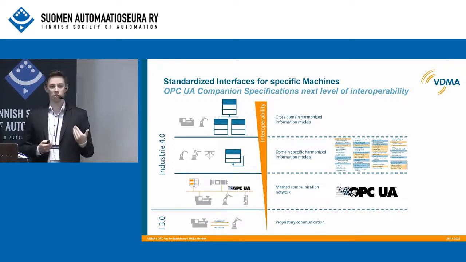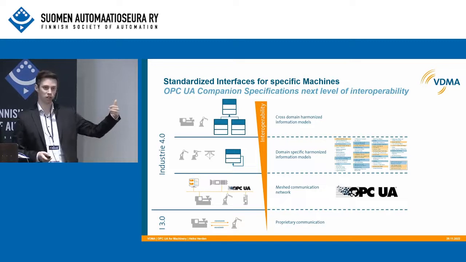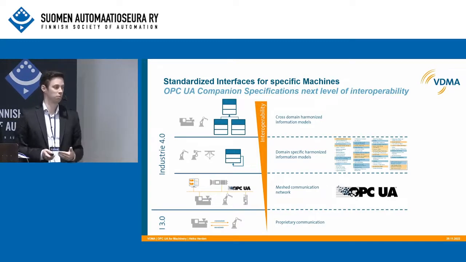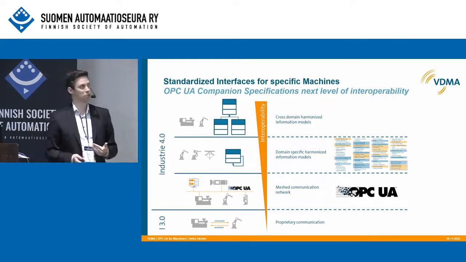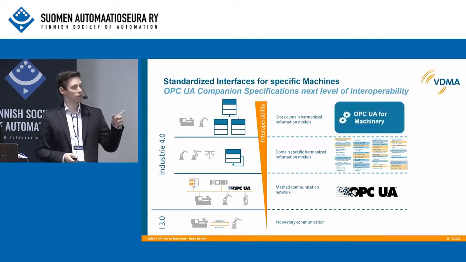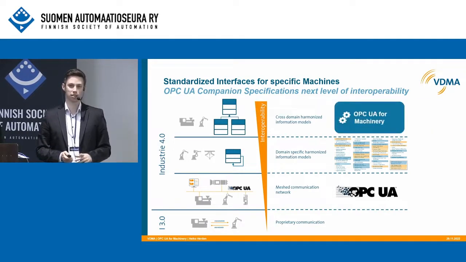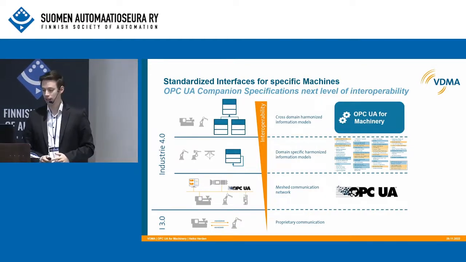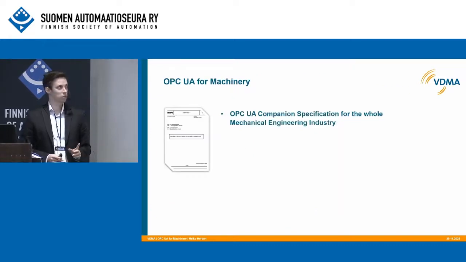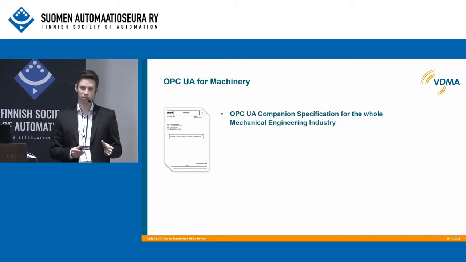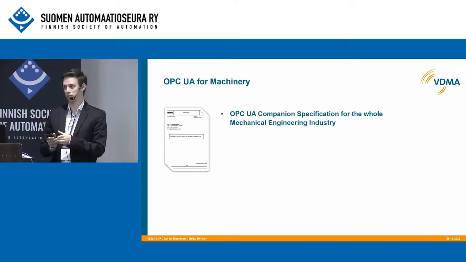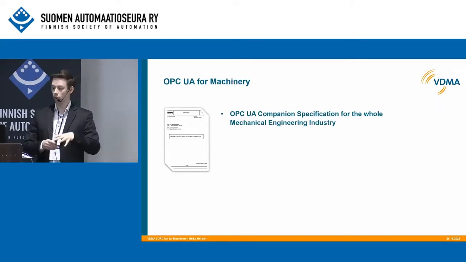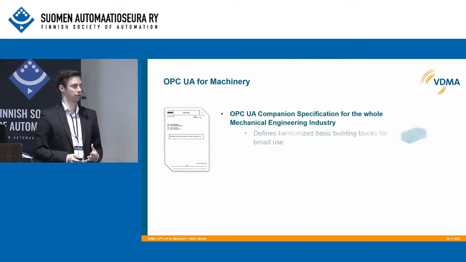So how do we deal with this? We could reinvent the wheel for each of those groups. That would be one possibility, but not such a good one. And so we said, okay, let's start a group that addresses those use cases that really fit for everybody. And this group is called OPC UA for machinery. So OPC UA for machinery is also a companion specification, but it's not for one specific domain. It is for the whole mechanical engineering industry.